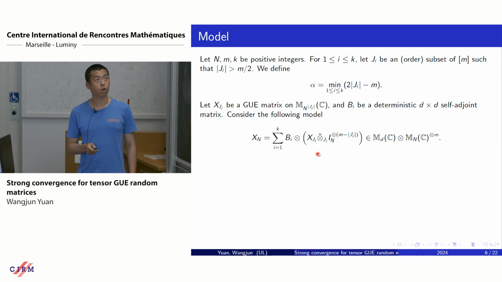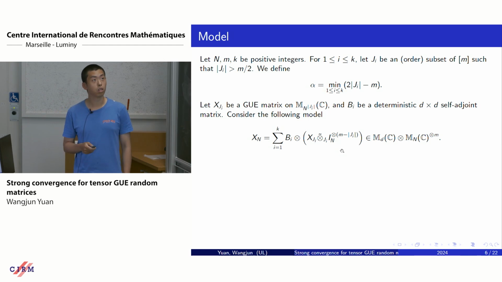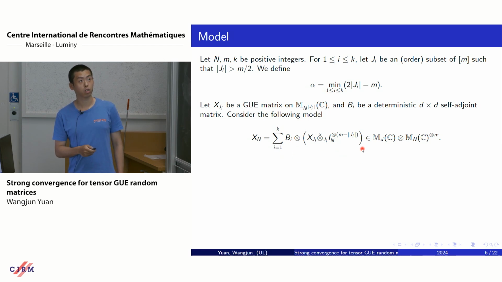Okay. Now for deterministic matrices Bi, which are self-adjoint of dimension d, we consider the following model. Xn is the sum of Bi tensor the big matrix. The big matrix is X_Ji, which is a GUE, with the tensor tutor of Ji with the identity, and the size of the identity is chosen to fill the whole matrix such that the dimension is n to the power m. So this object is an element of the d-dimensional complex matrix space tensor the n-dimensional complex matrix space, tensor m times.